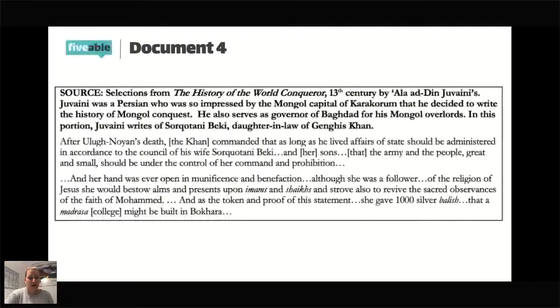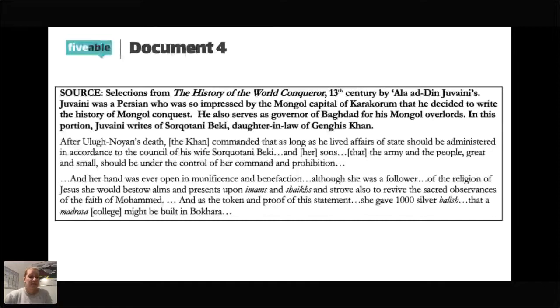All right, document 4. Source: selections from the History of the World Conqueror, 13th century, by Ala ad-Din Juvani. Juvani was a Persian who was so impressed by the Mongol capital of Karakorum that he decided to write the history of Mongol conquest. He also serves as governor of Baghdad for his Mongol overlords. In this portion, Juvani writes of Sorkatani Beki, daughter-in-law of Genghis Khan.